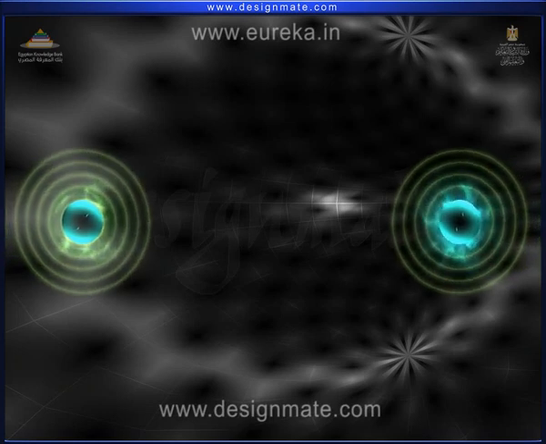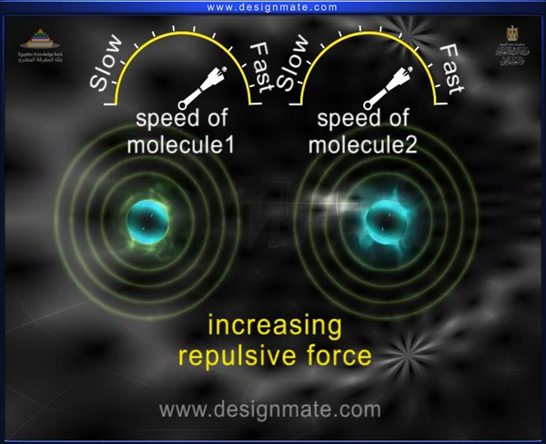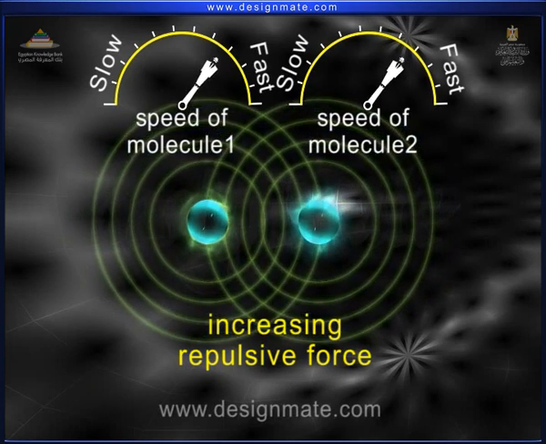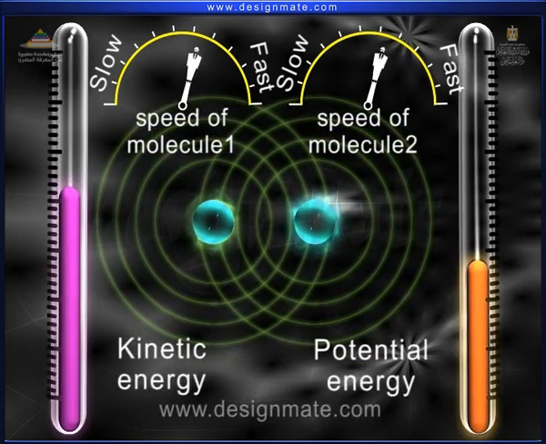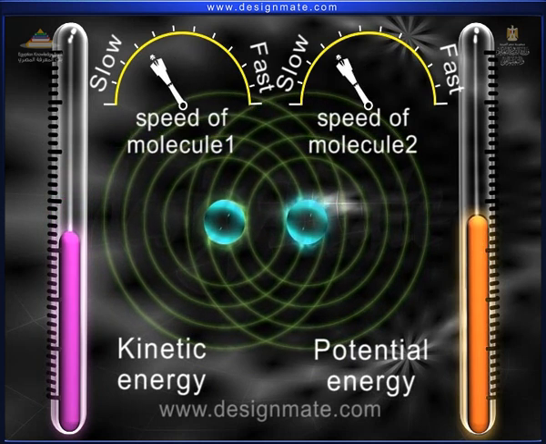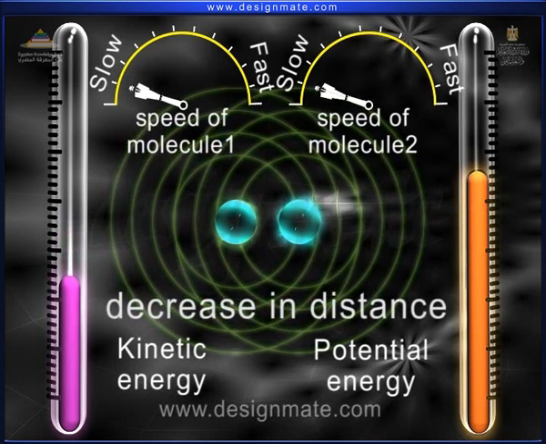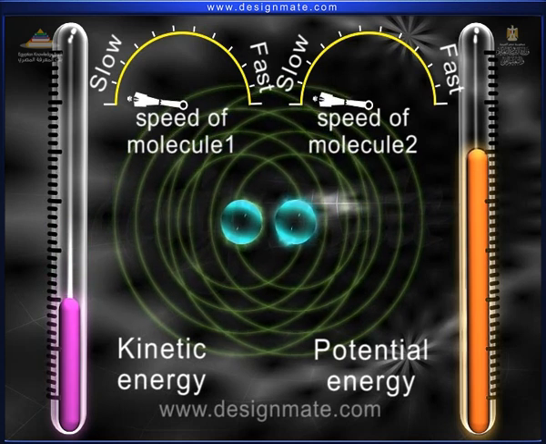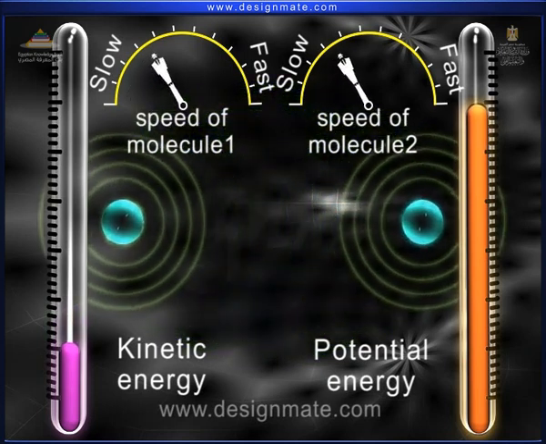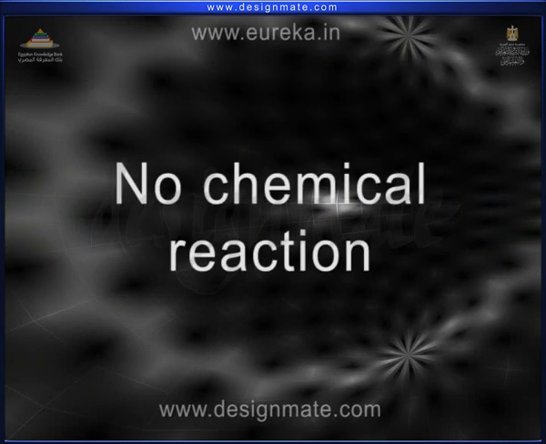Similarly, in a gas phase reaction, when two molecules approach each other, their speed decreases due to the increasing repulsive force between them. Their kinetic energy goes on decreasing, and the potential energy goes on increasing with the decrease in the distance between them. If the molecules do not have sufficient kinetic energy, the increasing repulsive force will push them back. A collision of this kind does not result into a chemical reaction.